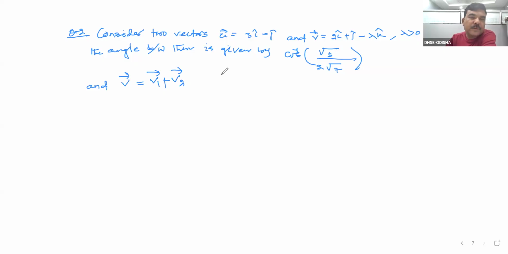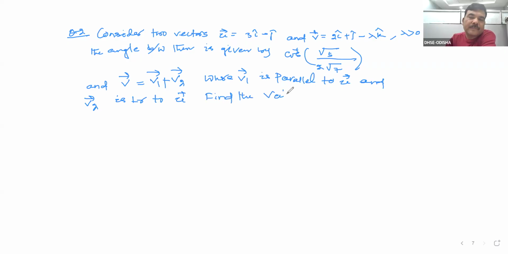If V is equal to V1 plus V2, where V1 is parallel to U and V2 is perpendicular to the vector U, then find the value of V1 square plus V2 square.